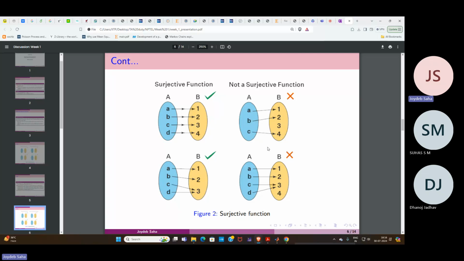Now come to figure 4, A, B, C, D in A and in B 1, 2, 3, 4. But C and D are mapped with only a single element in B, 3, and 4 is left out. 4 does not have any pre-image in A. So figure 3 and figure 4, these are not surjective, but these two are surjective functions.